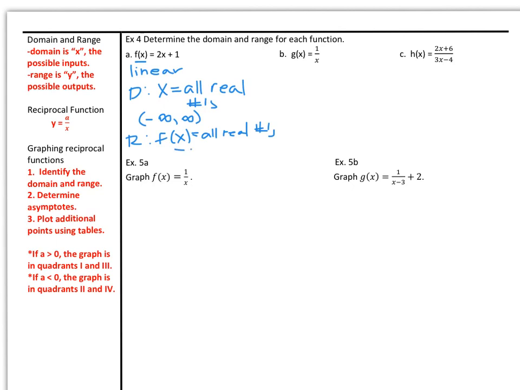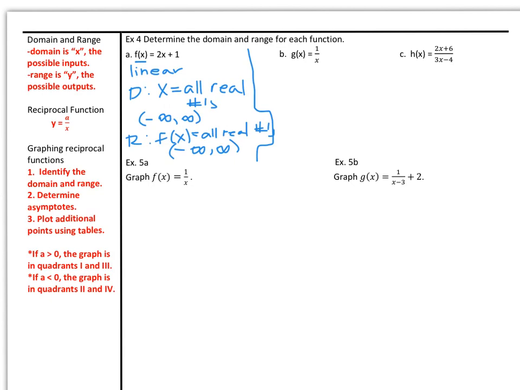And we would use the same infinity notation for the range that we did for the domain. Unfortunately, we're not going to be working with linear functions the entire time. Our functions are going to have some kind of restrictions on them. And if we look at g of x in example B, you'll understand why.